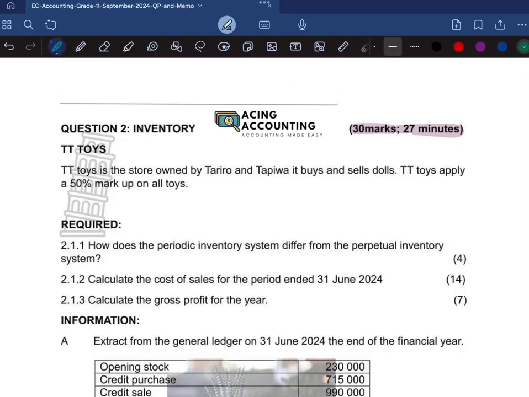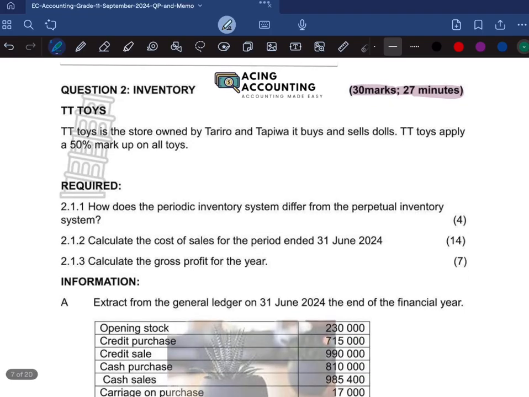As usual, it's really important to take note of the time and the number of marks that a question is allocated. If you haven't watched question 1 of this paper, I did cover it in a separate video. Please do make sure that you watch that video so that you can get some valuable knowledge. Okay, so in this question, we are given TT Toys.